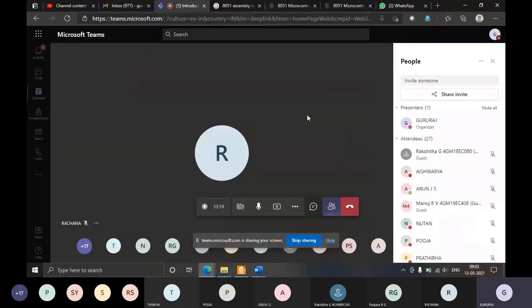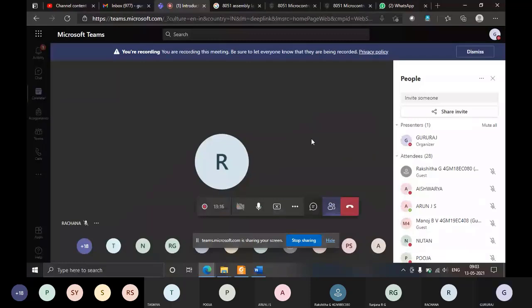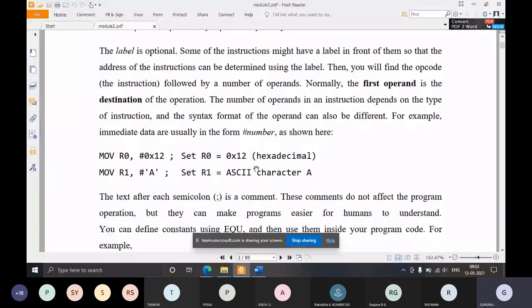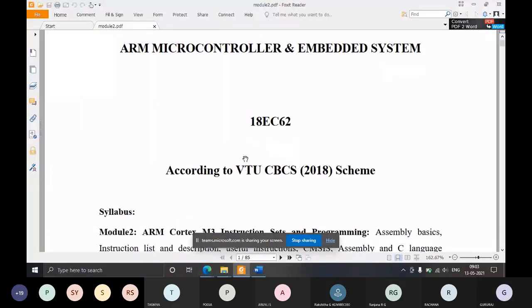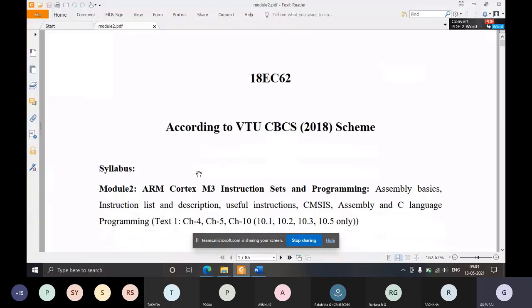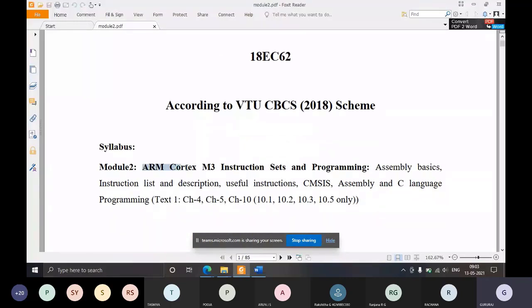We will discuss module 2 from today onwards. Fine. So, module 2 is all about instruction set. Okay, so ARM Cortex M3 instruction sets and program.